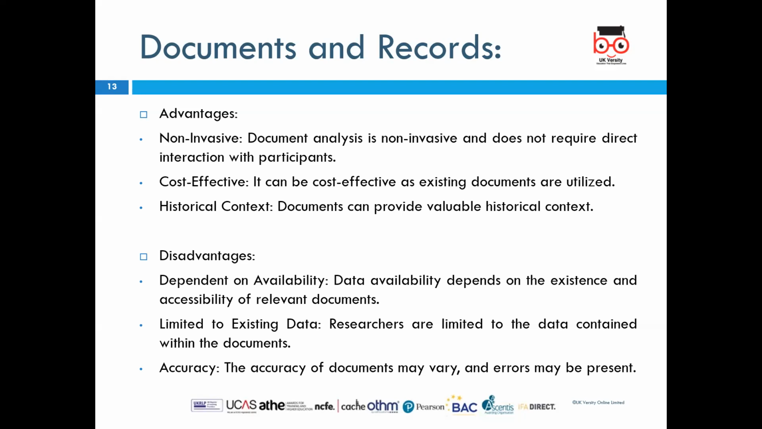Among the disadvantages, one of the main disadvantages is the availability of the data, which means that the data availability depends on the existence and accessibility of relevant records. For example, if the data that you want is available only in paid journals, then it will be a challenge for you to get them, but you can still get them. But if the data is not at all available, then you will have to interact with the participants and collect primary data.